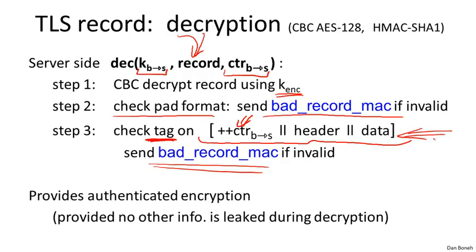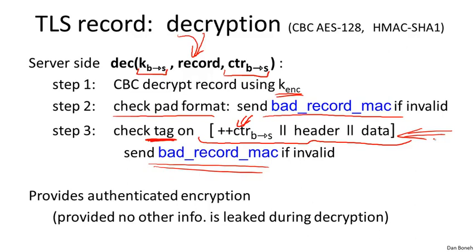So these counters are a very elegant and simple way of preventing replays. And the nice thing about this is that because both sides know the value of the counter implicitly, there's never a need to send the counter in the record itself. So the counter itself doesn't increase the length of the ciphertext at all.